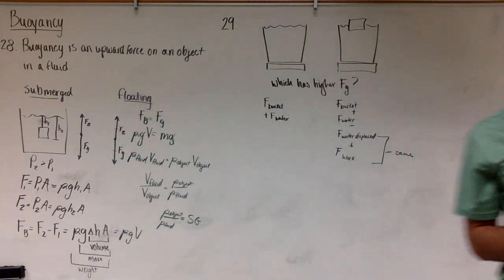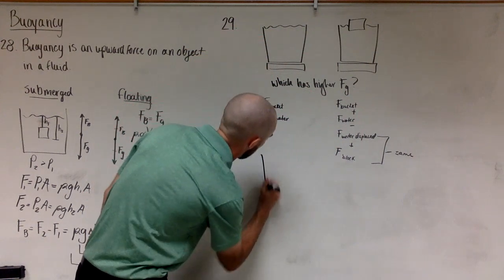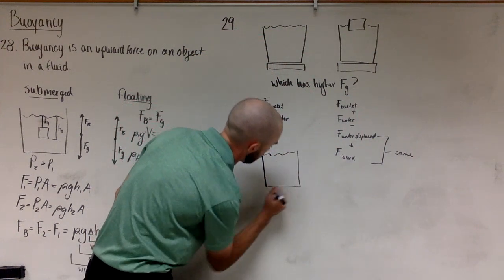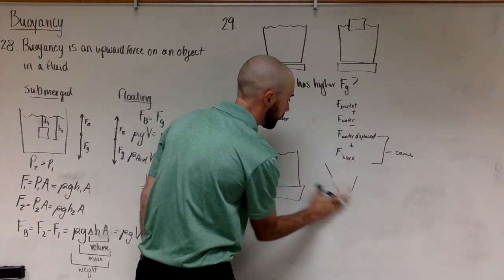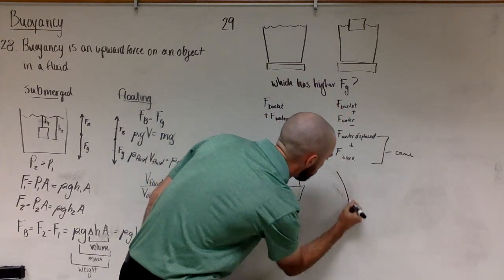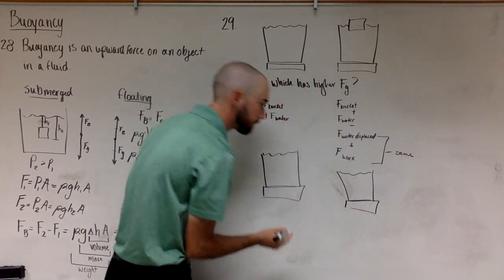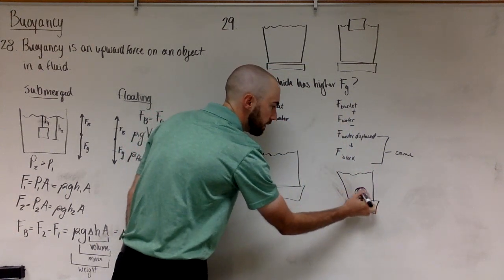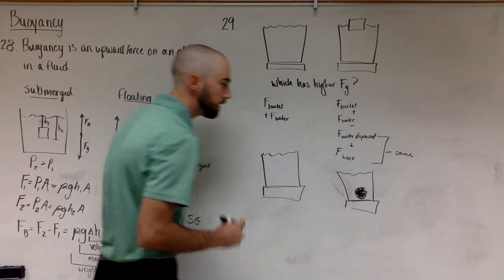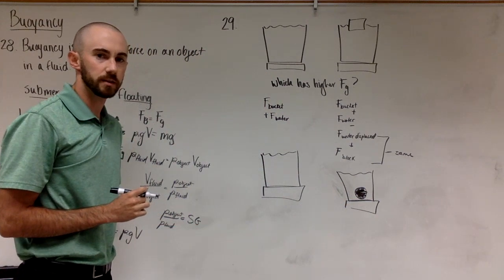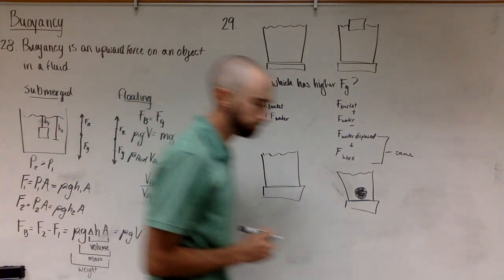Now, let's try a slightly different one. In this one, we have two buckets just like before, both filled up to the brim, both on a scale. Both on a scale, both filled up to the brim. But instead this time, I'm going to drop a steel ball into the bottom of this one. Just like before, water is allowed to flow out as volume gets displaced. I want you guys to take a second, think about it, which one of them is going to weigh more.